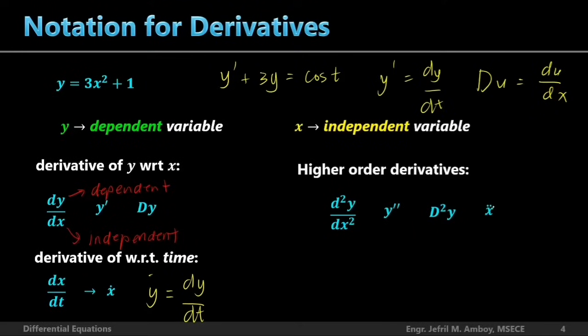Ito pala, x double dot. Ano naman yung x double dot? So, that is the second derivative of x with respect to t. Okay? So, sulat natin dito ha. X double dot. Ang ibig sabihin niyan, d squared x over dt squared.